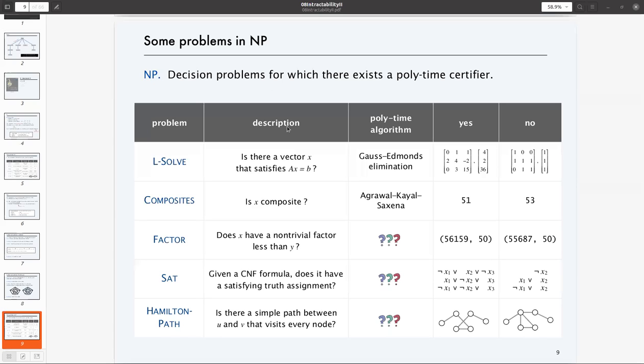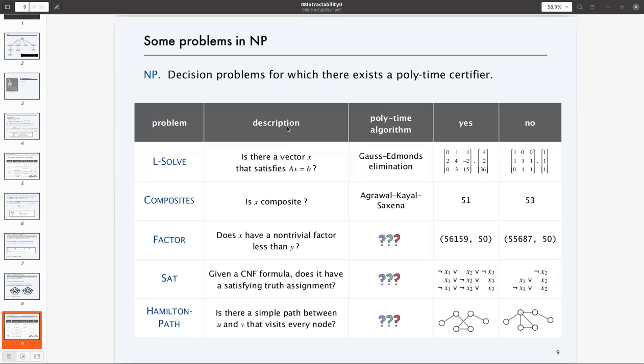I understand, but these two problems are different, right? In factorization, you have some input and someone is providing some non-trivial factor.